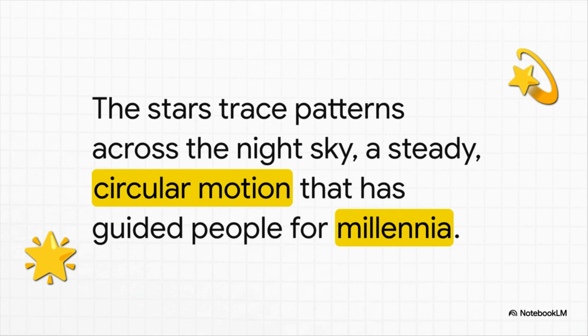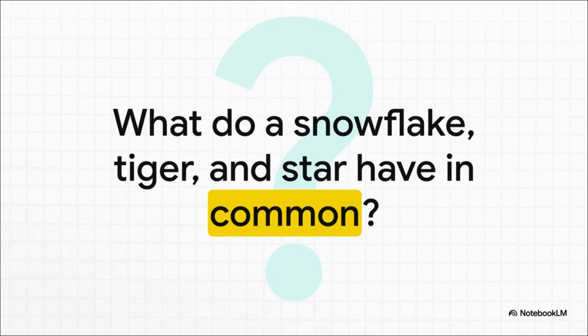Okay, now let's zoom out, way out. Look up at the night sky. The stars themselves trace these huge, sweeping circles as the Earth turns. It's a massive, cosmic pattern, a celestial clock that people have been using to navigate for thousands of years. So what's the connection? A tiny snowflake, a huge tiger, a fish deep in the ocean, and a star millions of miles away. What do they all share? You got it. They are all expressions of patterns. These repeating, regular, predictable designs are absolutely everywhere once you start looking for them.